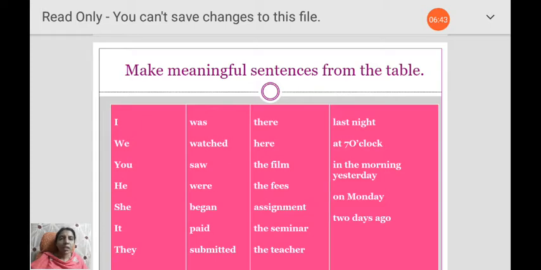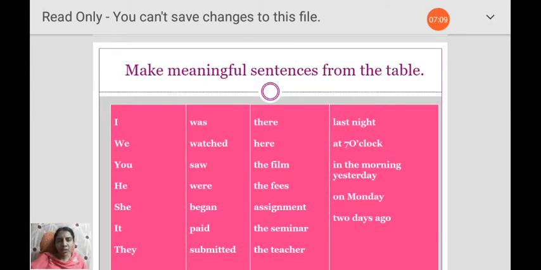Or else you can write like this. We saw the teacher in the morning yesterday. We saw the teacher at 7 o'clock, something like that. We submitted the assignment on Monday, like that. We were there last night. You saw the film last night, something like this. She began the assignment on Monday.